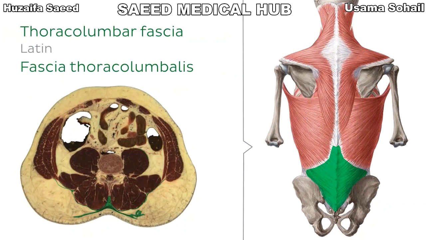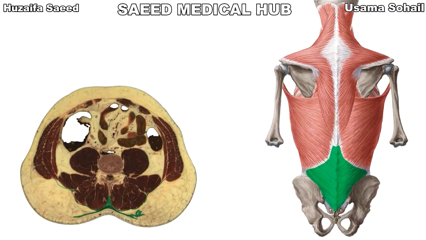The last structure we'll identify in this section is the structure we can now see highlighted in green. This is the thoracolumbar fascia. Bounding the back muscles superficially and posteriorly, this fascia is the outermost layer of muscle or fibrous tissue in the lumbar region of the back.